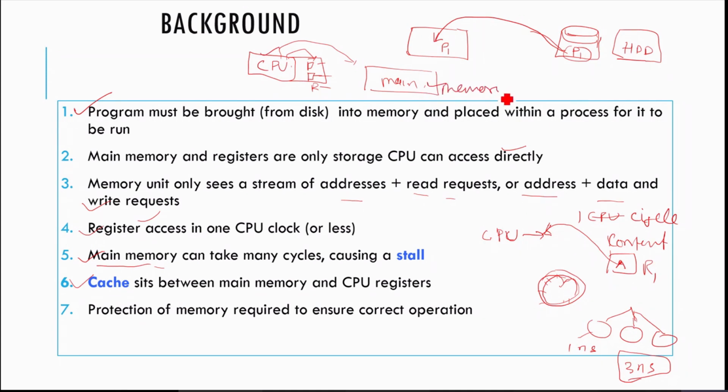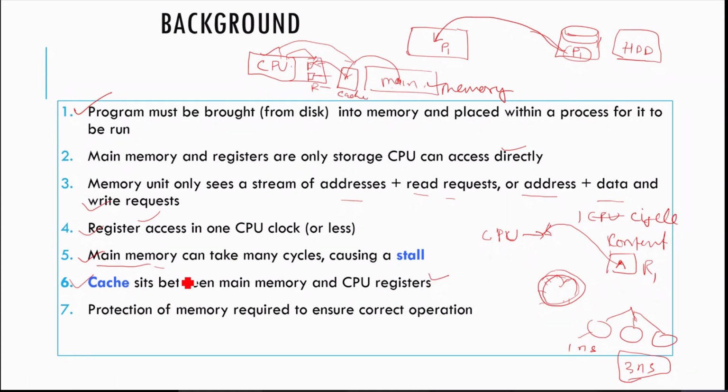Now if you see the place of cache memory, it is residing between the registers and the main memory, because the frequently accessed contents will be kept in the cache memory and the register will directly access it. That is the meaning of cache sitting between the main memory and the CPU registers.